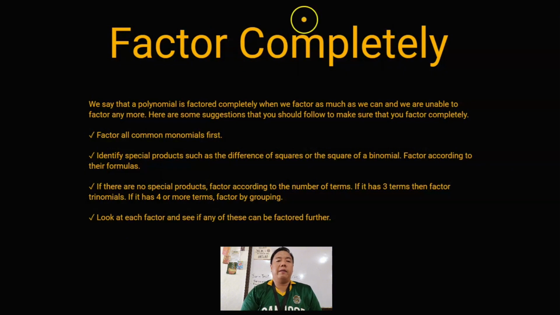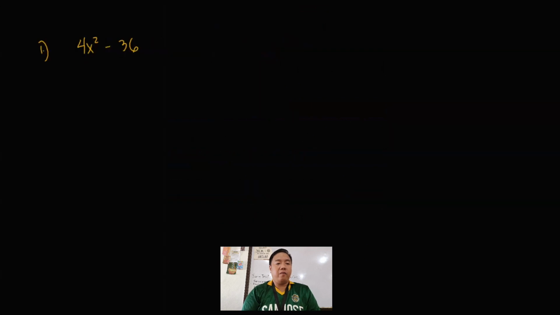So, let's try this one. I have here 4x squared minus 36. So again, the first question is, do you have any GCF for this 4x squared minus 36? And the answer is, yes. So you have the GCF to be what? 4. Very good. So you'll have 4 and then divide 4x squared minus 36 by the GCF, which is 4. And you will have x squared minus 9.